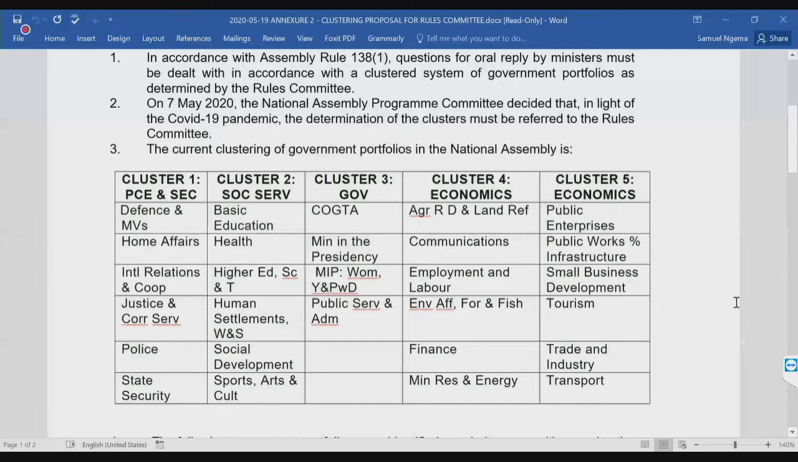in terms of Rule 138.1, which says that questions for oral reply by ministers must be dealt with in accordance with a clustered system of government as determined by the Rules Committee. On the 7th of May, the Program Committee decided that this matter must be referred to the Rules Committee because there were proposals for the clusters to be reconsidered and possibly reconfigured. So these are the current clusters that we have at the moment. We go down the document. Point 4, please. If you could move, controller, please move to point 4 of the document.